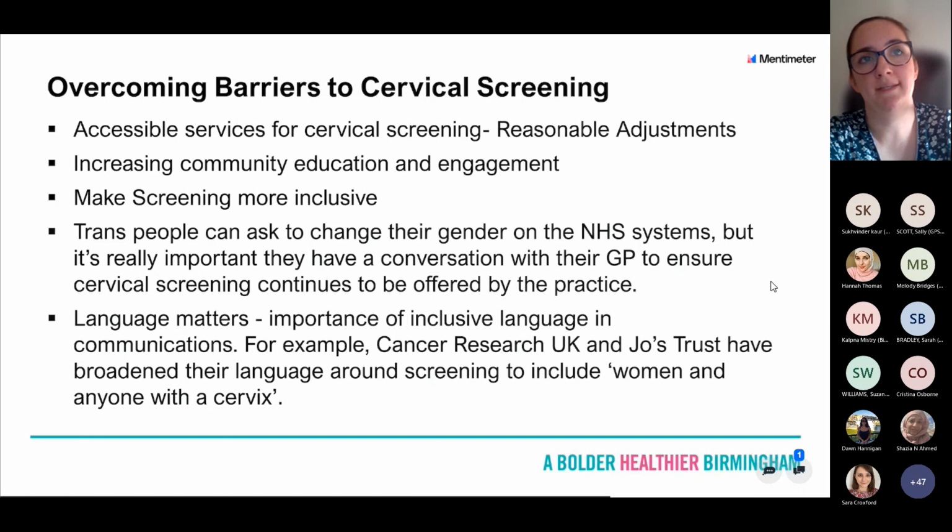We need to look for ways that make patients feel comfortable and also give an opportunity for them to access the service in a different way if needed. Joe already mentioned earlier that it's really important to consider the language that we use and remember that language really does matter. It's important to use inclusive language, and as Joe said, Cancer Research UK and Joe's Trust have broadened their language already around screening to include women and anyone with a cervix. Next slide, please.